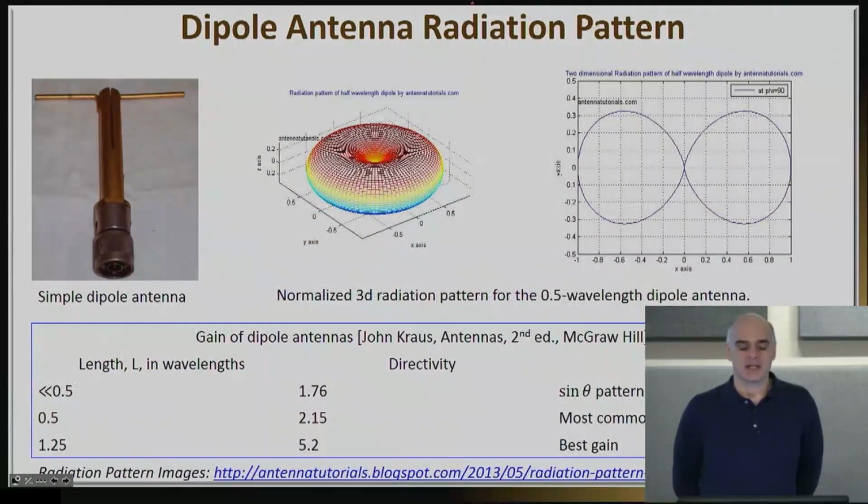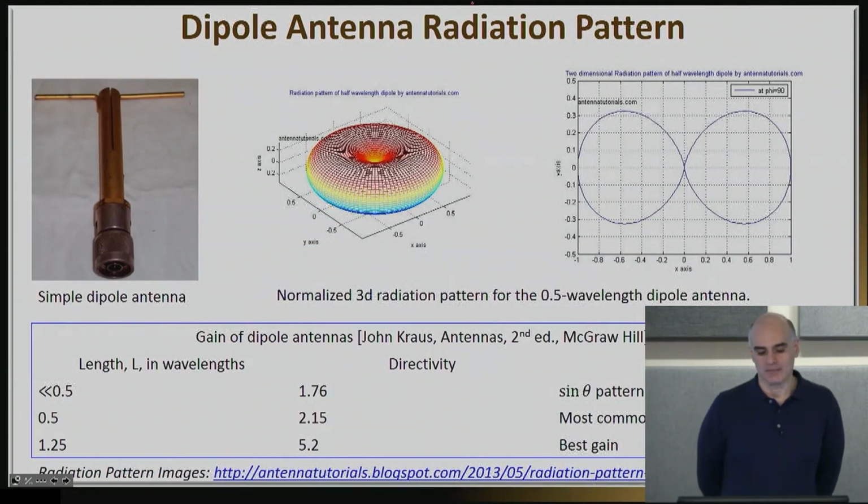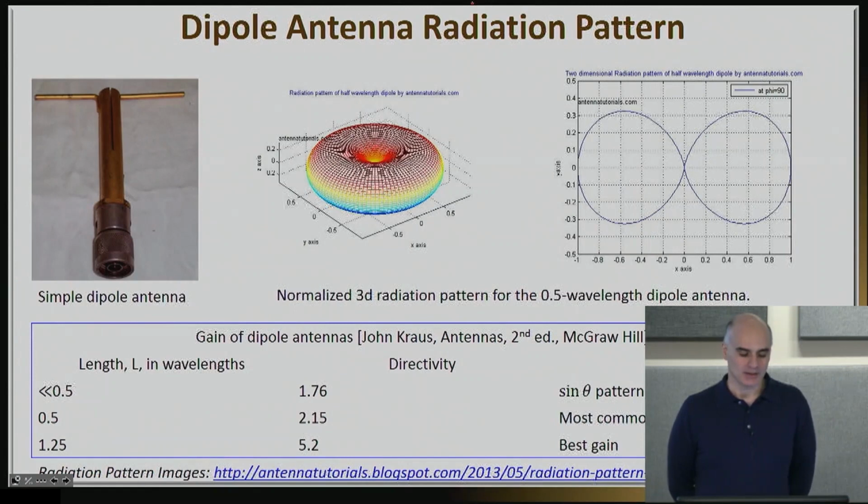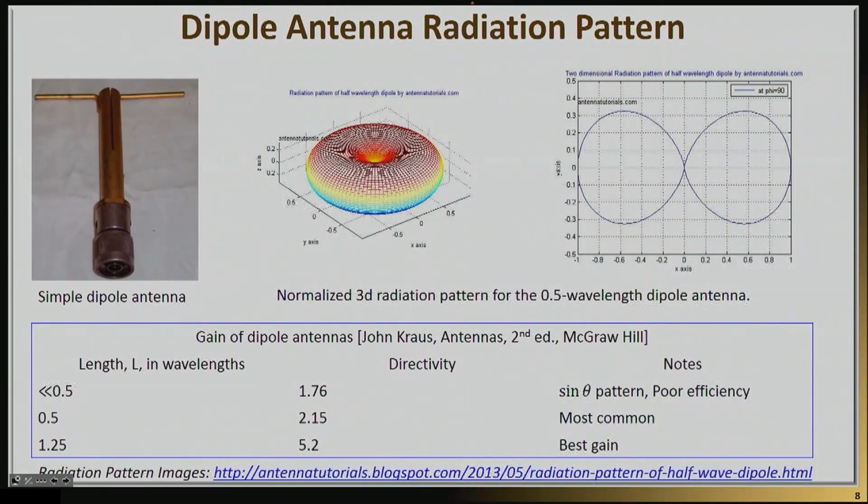So let me give you here an example of a very well-known antenna, the dipole antenna. And here we can see a few of its properties combined together. So this is, as I mentioned before, a typical dipole. In this particular case, the dipole is actually being fed by a coaxial cable. And there's a transition at the end.